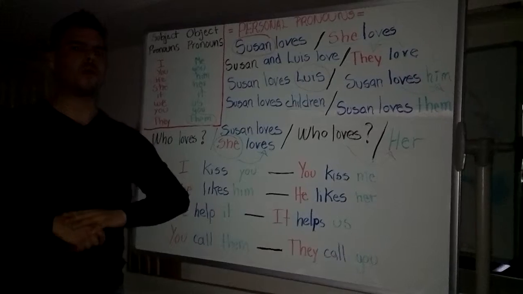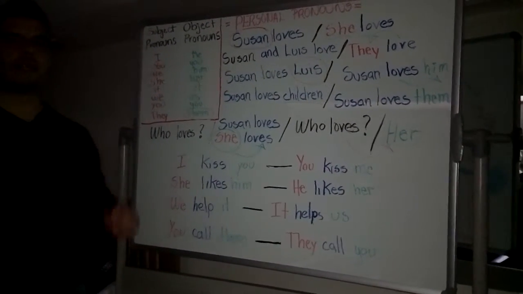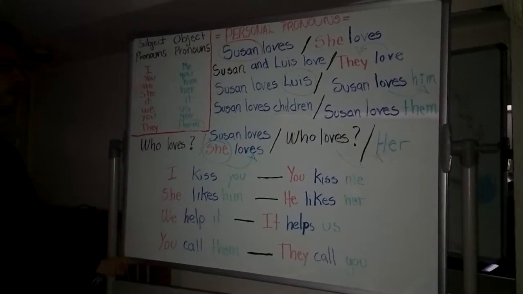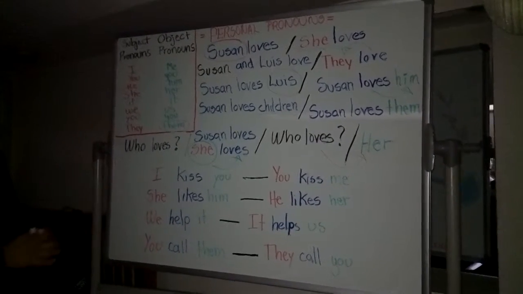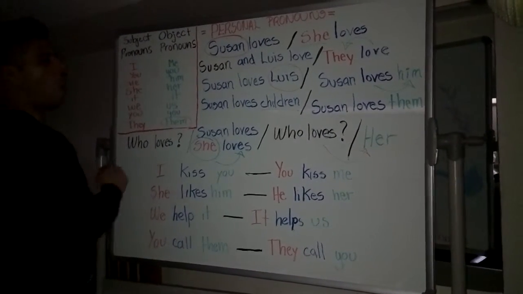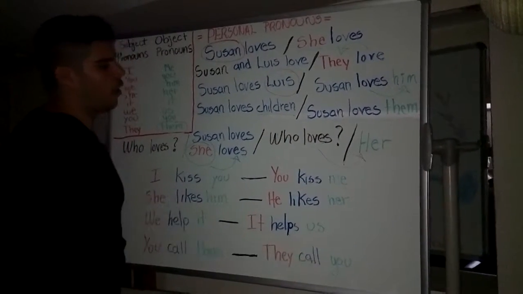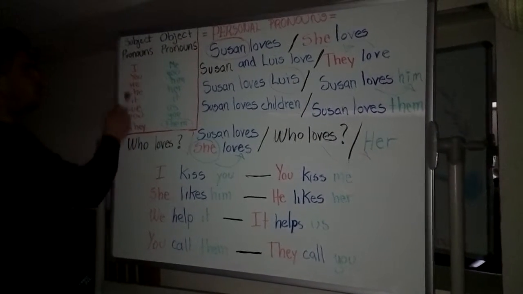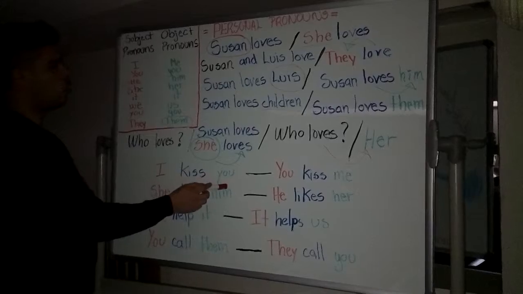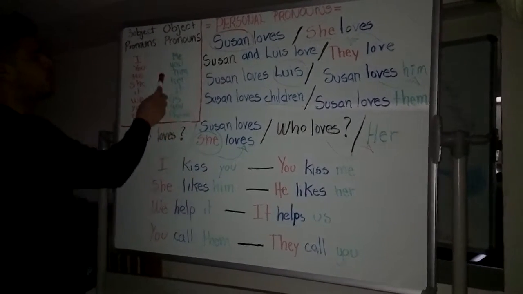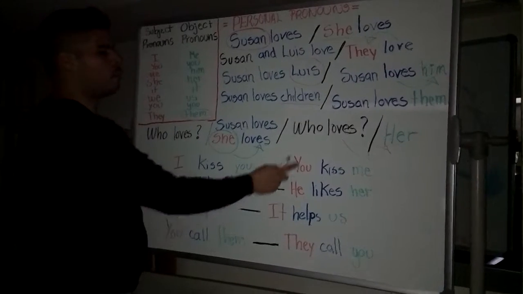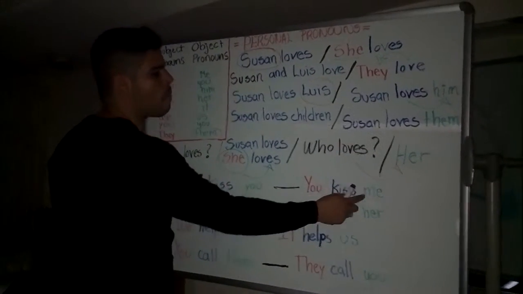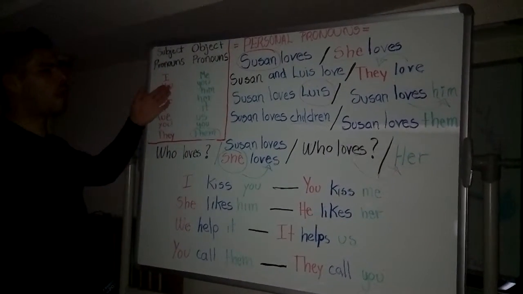Let me show you a few examples to leave it very, very clear for you. Subject pronouns are the ones in red on your left, and object pronouns are the ones in green on your right, at the end of the sentence after the verb. Therefore, I, as a subject pronoun, kiss you, after the verb, as an object pronoun. Later we have you before the verb as a subject pronoun, kiss me as an object pronoun after the verb.